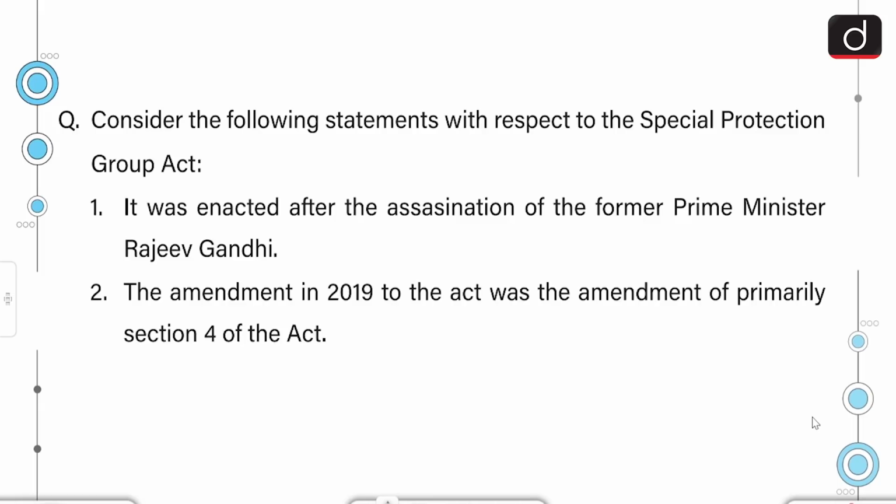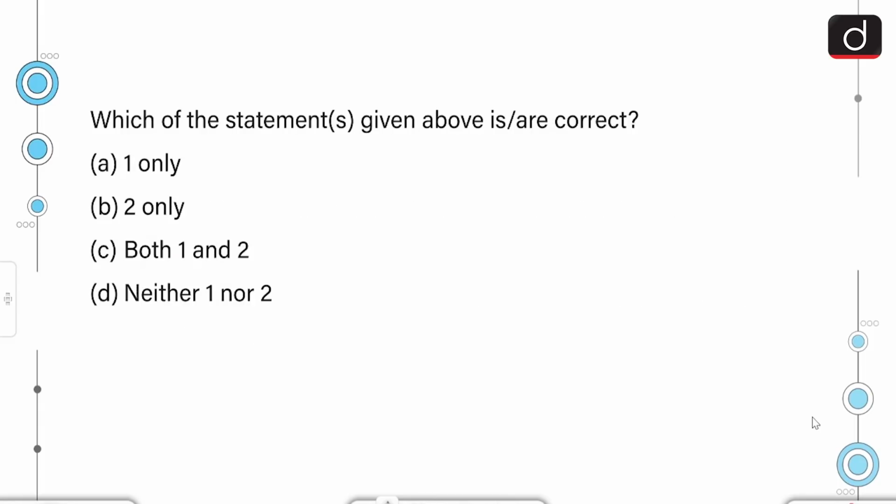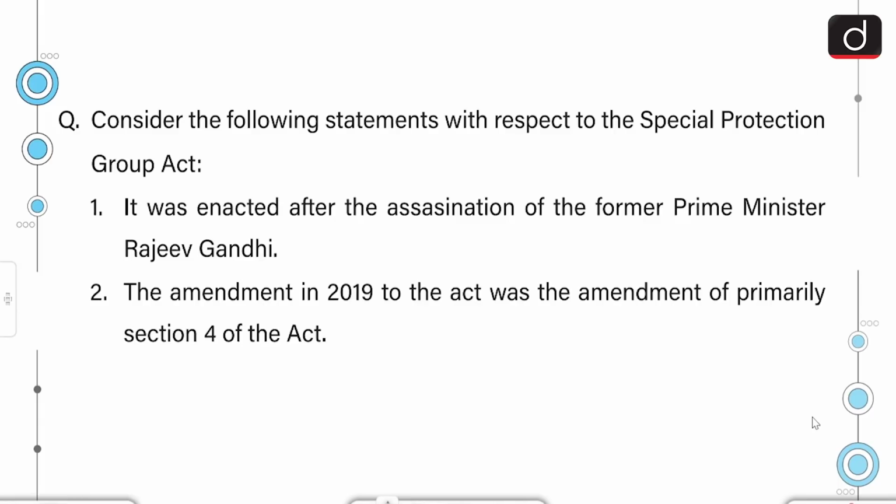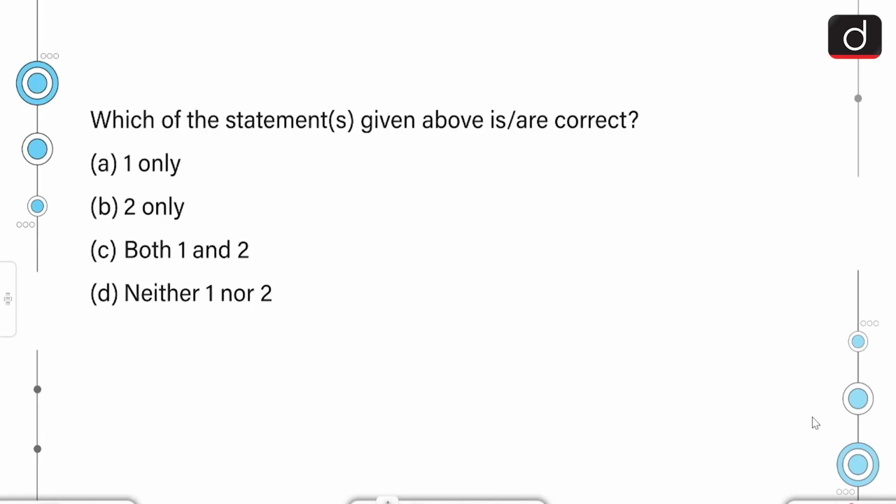Consider the following statements with respect to the Special Protection Group Act. It was enacted after the assassination of the former Prime Minister Rajiv Gandhi. The amendment in 2019 to the Act was the amendment of primarily Section 4 of the Act. So we have to select the correct statement. First statement is not correct because it should be Prime Minister Indira Gandhi, not Rajiv Gandhi. And the amendment in 2019 was to Section 4 of the Act. This is correct. The correct answer is option B.